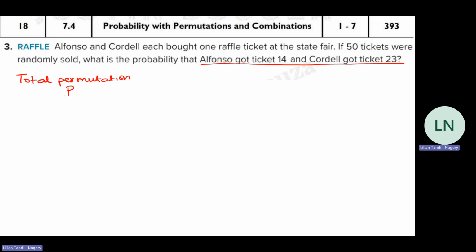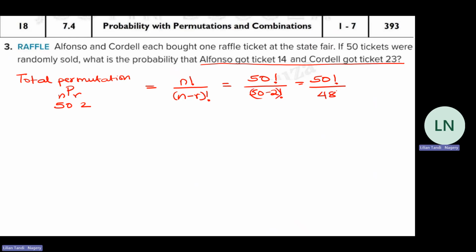And I will find that by doing my total, which is 50. So this is N, this is R, this is 50, and this is 2 for the R. So let's do that part first. I should get n factorial over n minus r factorial. N factorial is 50 factorial over 50 minus 2 factorial. That is 50 factorial over 48 factorial. And this is 50 times 49 times 48 factorial over 48 factorial. This goes away. If I multiply 50 with 49, I should get 2,450.